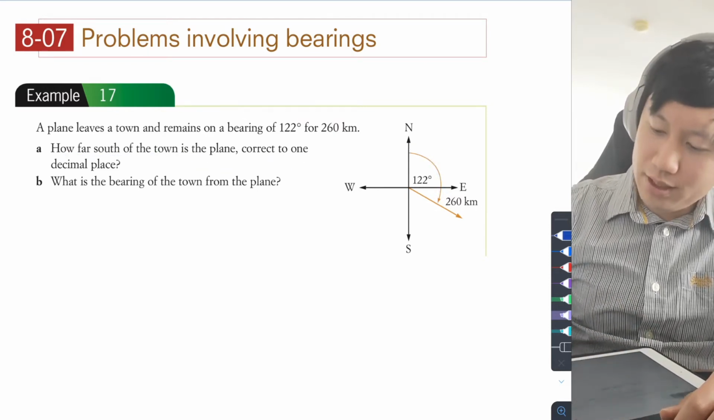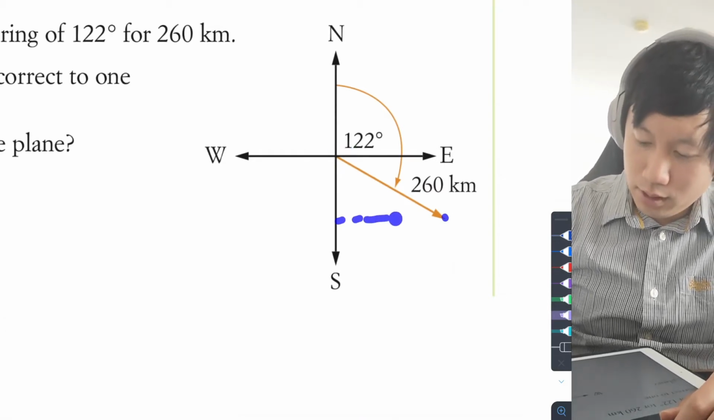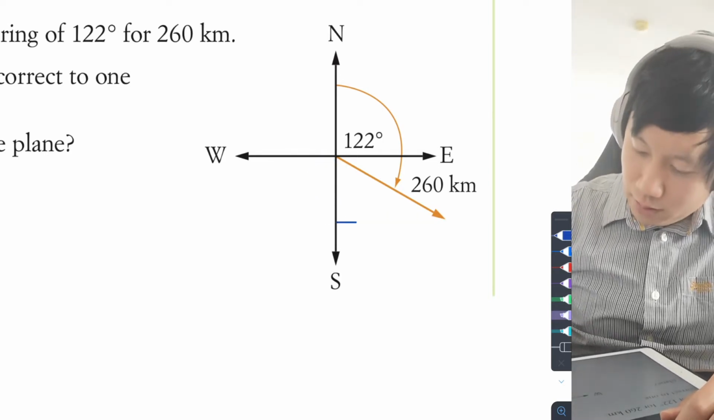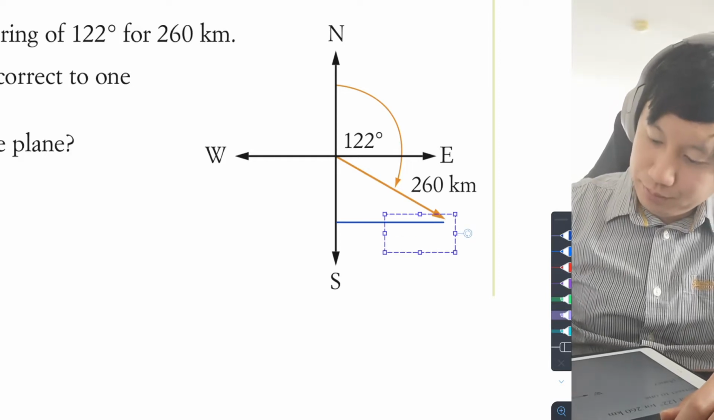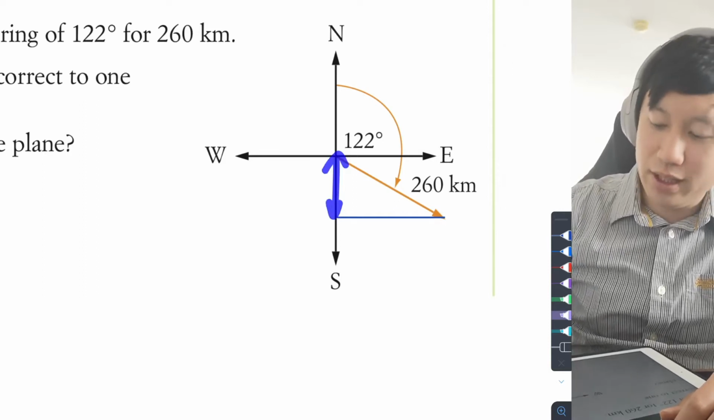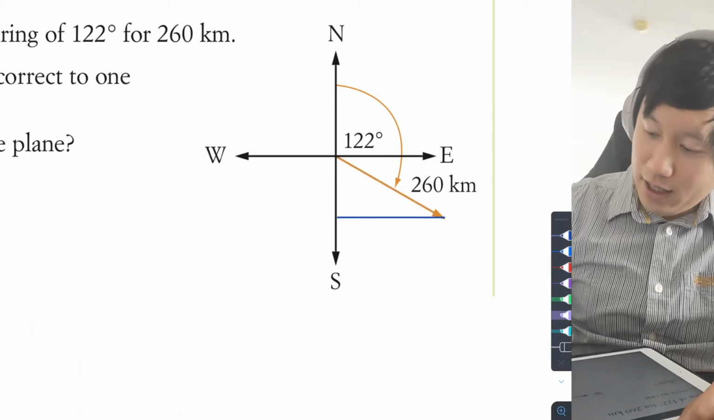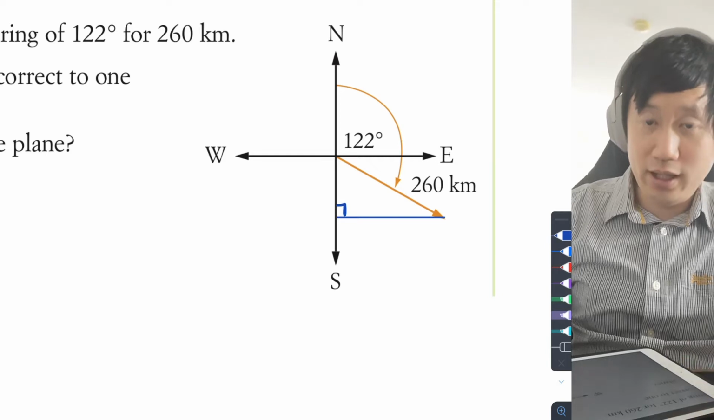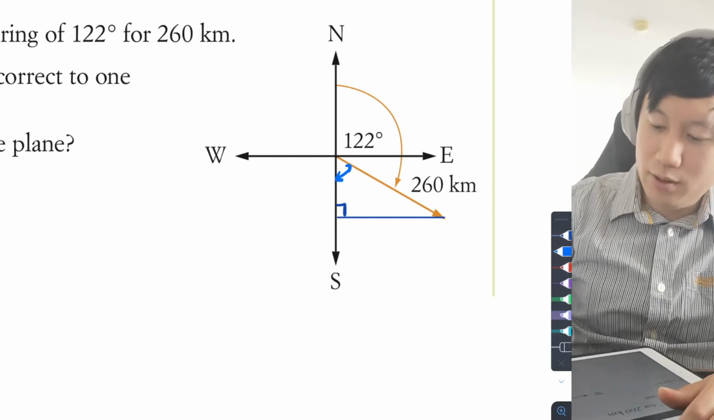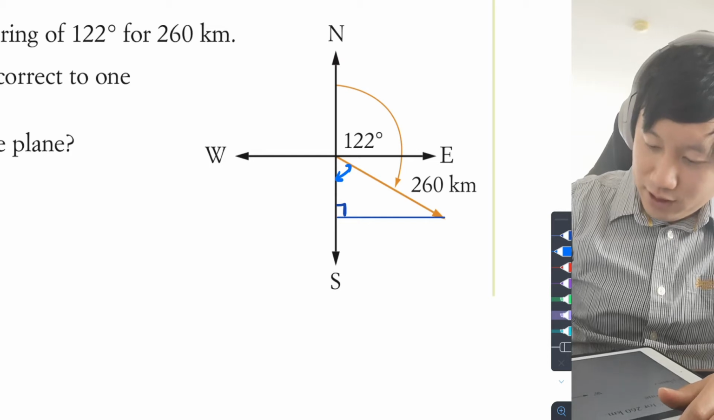So the town is right here, and it's asking how far this plane is south of that town. So it's asking for this particular distance. So I'm going to draw a triangle here, like that. Now, if I want to find this using trigonometry, I firstly need one edge that we know, which is 260 kilometers right there. We need to know that this is a 90-degree angle because that will make this a right-angled triangle. And this missing angle is going to be 180 subtracted by 122, and that's 58 degrees.